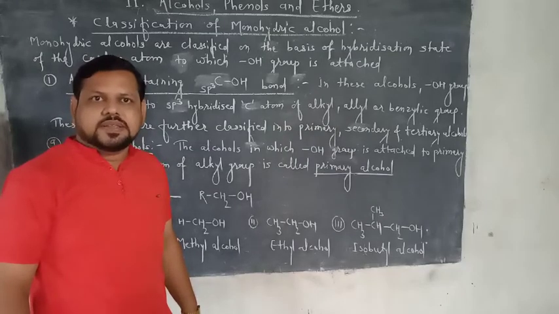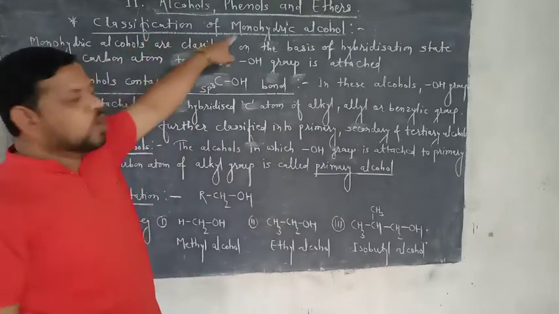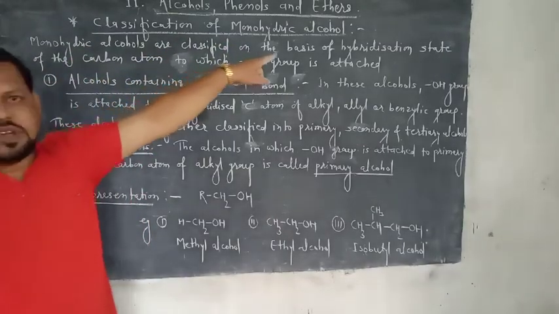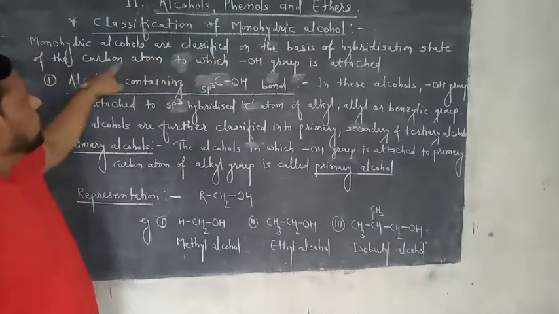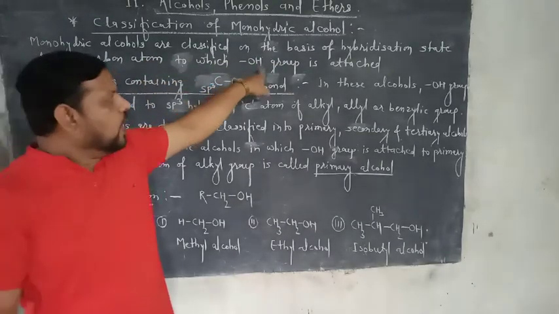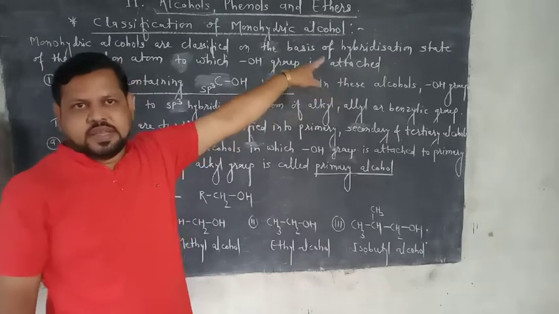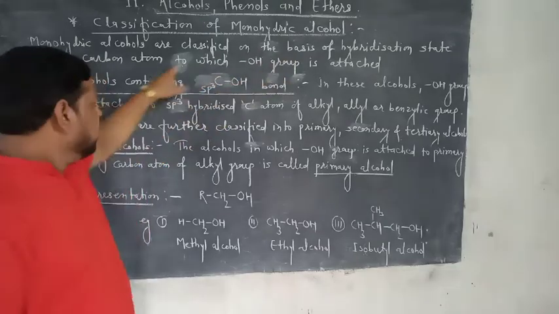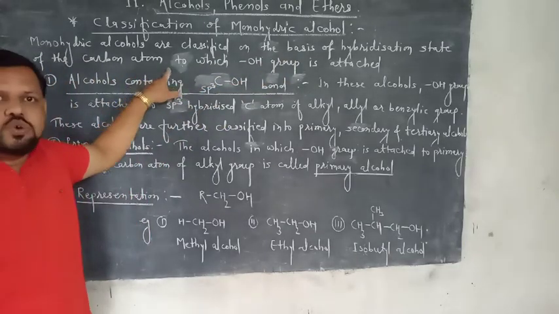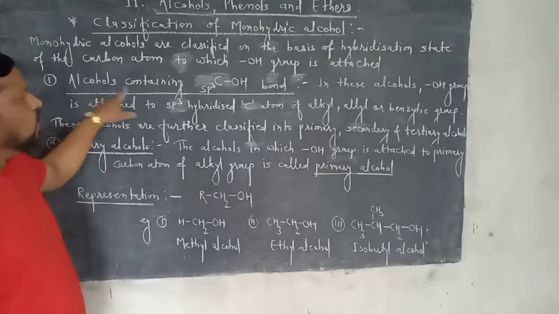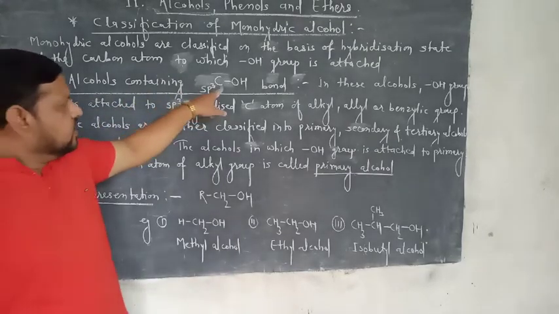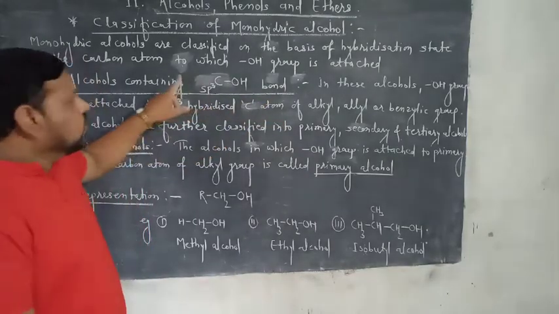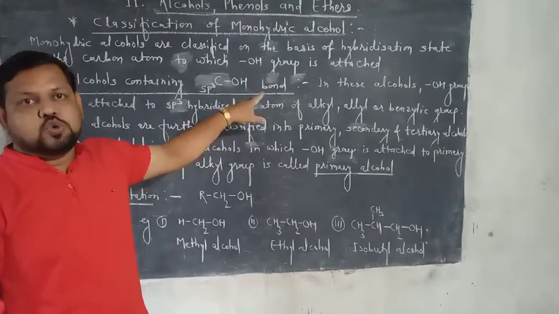Then we will discuss the classification of monohydric alcohols. Monohydric alcohols are classified on the basis of the hybridization state of the carbon atom to which the hydroxyl group is attached. In 11th class, we discussed hybridization. On this basis there are two classes: one is alcohols containing a Csp3-OH bond, and another is alcohols containing a Csp2-OH bond.